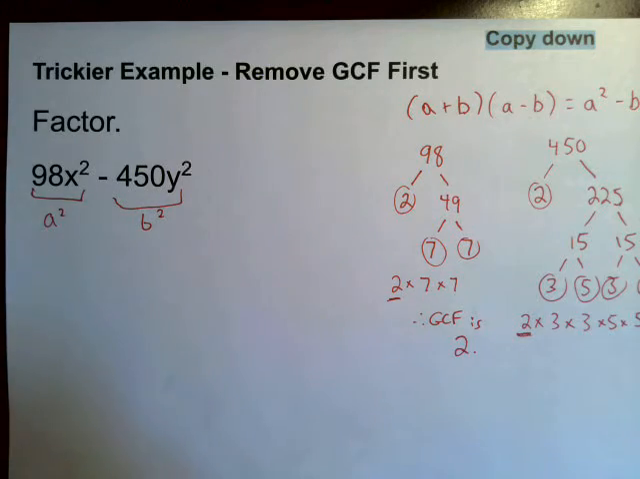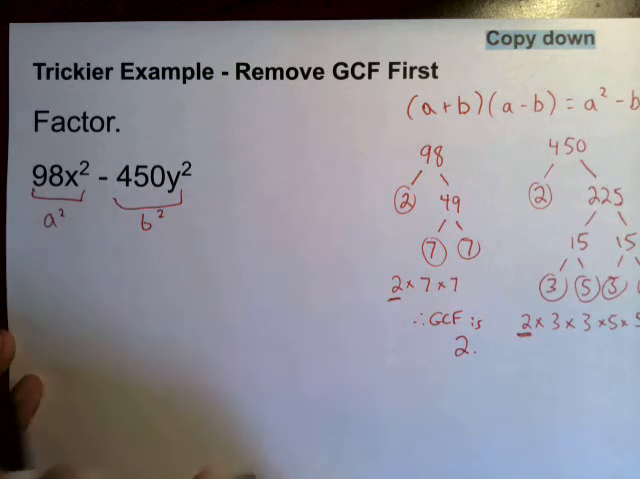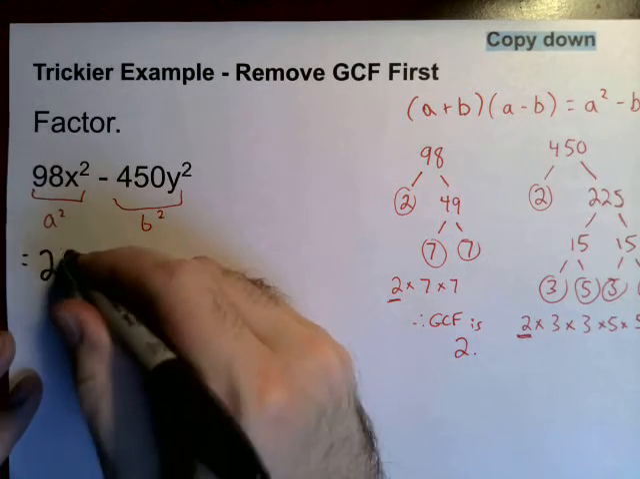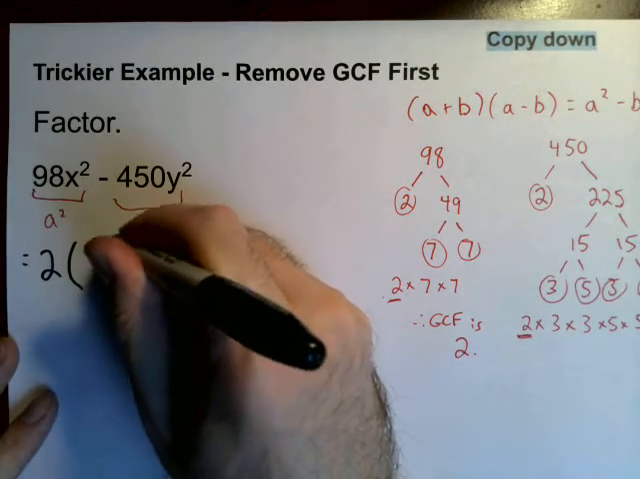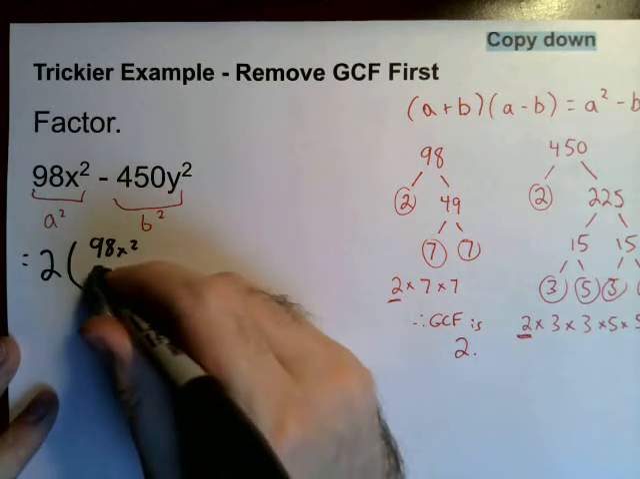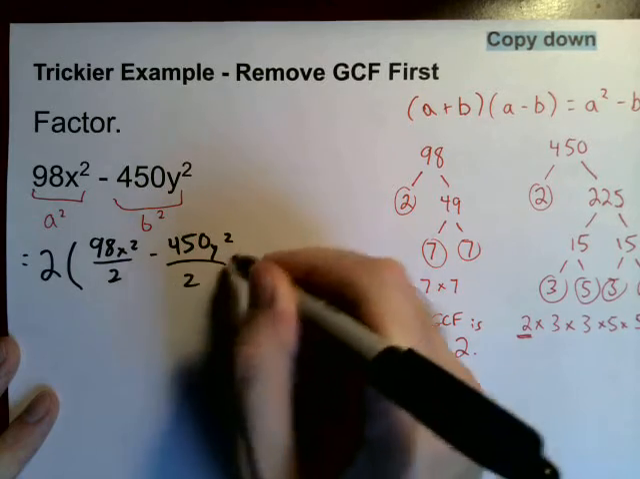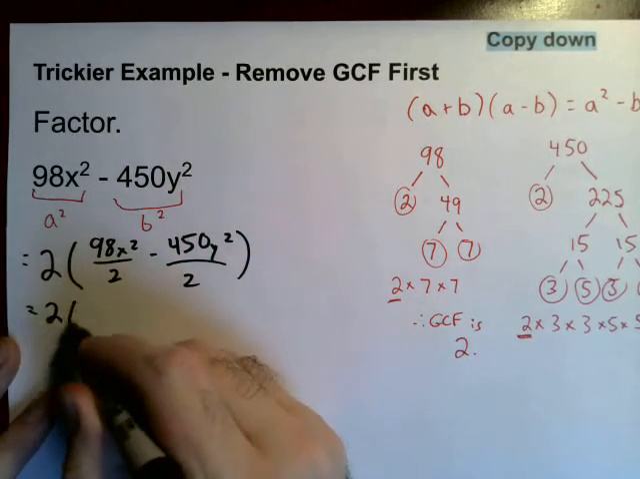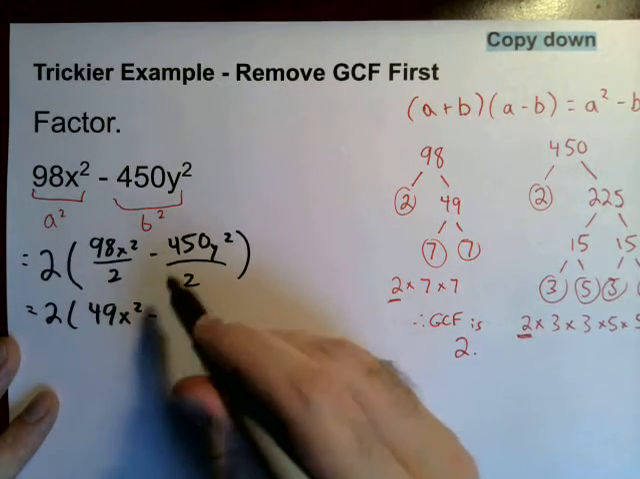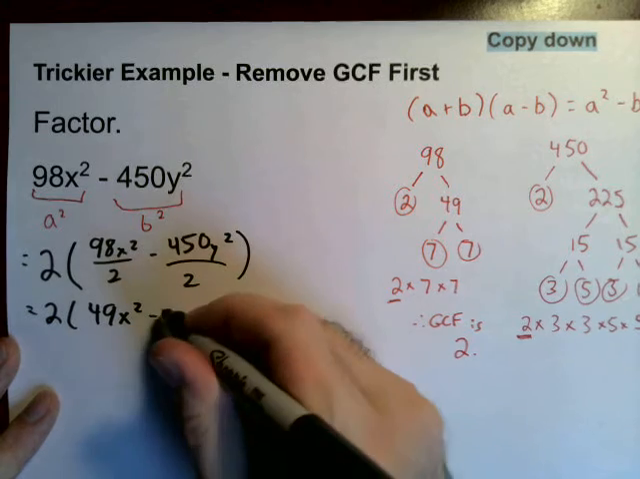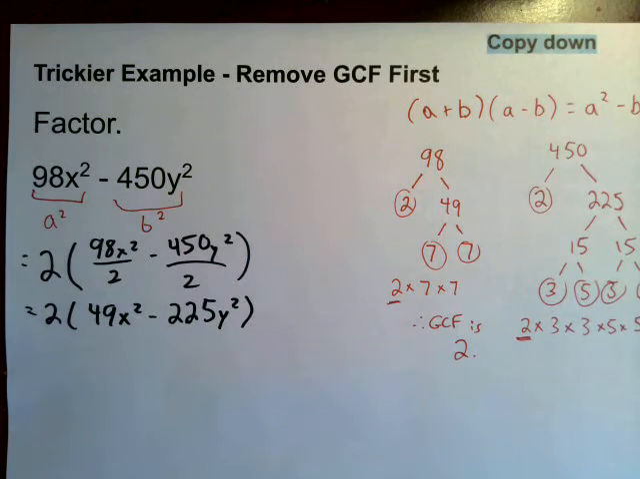Once we're at this point, now we're going to factor the number 2 out of that expression. So this will be 2, and then remembering, we've done common factoring quite a bit. When you do common factoring, you take the original terms from the expression and then you divide them by the greatest common factor that you found. So 98x squared divided by 2 is going to be 49x squared. And then 450y squared divided by 2 is going to be 225y squared.